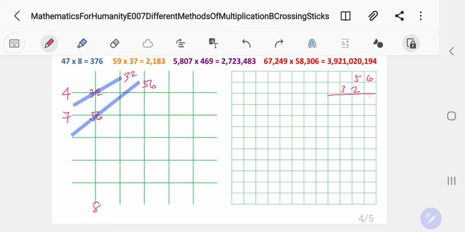Then 6 plus 0 would be 6, and then 5 plus 2 would be 7, then 0 plus 3 would be 3. So your answer would be 376 for that. Isn't it easy? So let's do the next one.